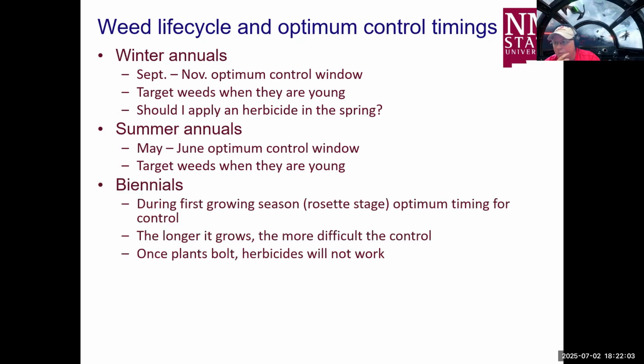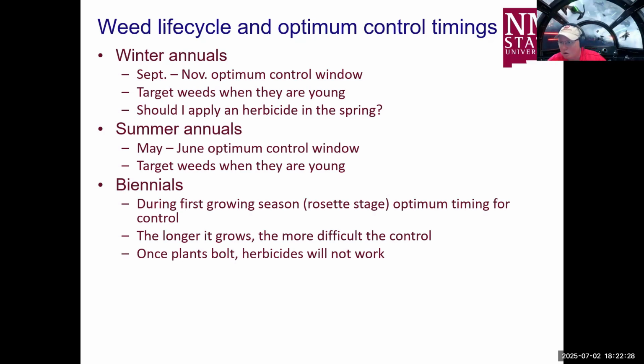With biennials, the timing that you want to aim for is as early as possible during that first season of growth. Because at that point, they're growing as a little basal rosette, just like a dandelion. And its whole purpose is to develop a dense, deep root system. The more time that progresses, the more dense and deep that root system gets, the less likely our management is going to be successful, right? The more time that progresses, the less likely we're going to be successful.